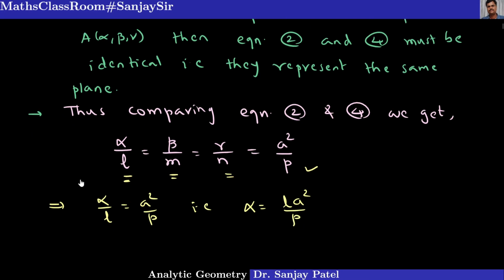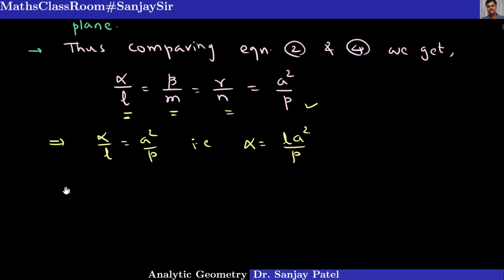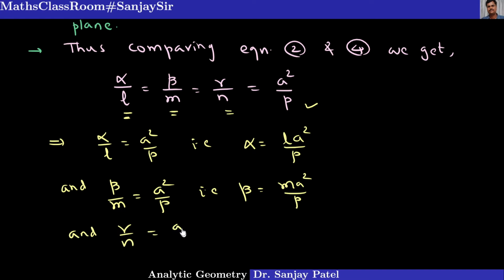Okay, the same way if you compare beta upon M with the last term, okay, so let me write this way, beta upon M is equal to A square upon P, and that is beta is equal to M A square upon P, and finally gamma upon N is equal to A square upon P gives you the value of gamma as N into A square upon P. Okay, so we have got these values.